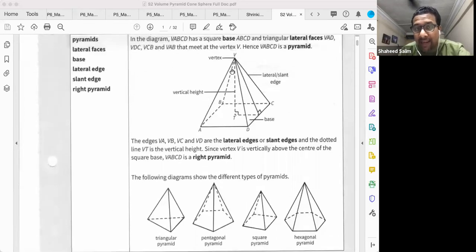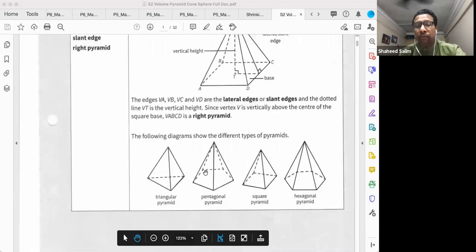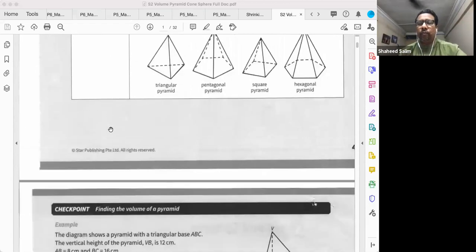But you must remember the height is not the slanted part. The height must be at 90 degrees going up to the highest point. That is the height. This is not the height. This one you can go down the slide. All this is not the height. Height is going up 90 degrees. Same thing, you have a pentagonal pyramid: find the base area times the height. Square one, base area times height. Easy, eh? If it's a circular cone, base area times height.